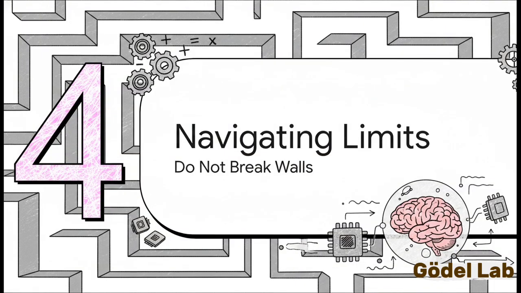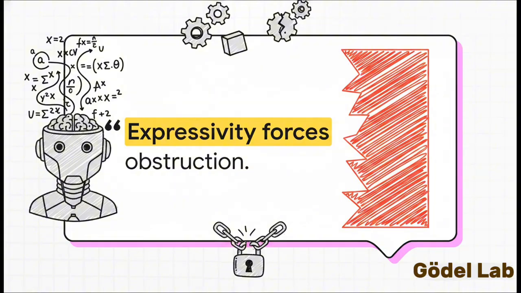Which brings us to Section 4, navigating these structural limits, because you do not break the walls. We simply cannot brute force our way through these theorems with just a billion more GPUs or a trillion more data points. We have to play by the rules of the universe. Expressivity forces obstruction. This is the grand unifying principle behind everything we've looked at today. The more capable and expressive an AI becomes, the more fundamental mathematical barriers it inevitably hits. It's not a bug in the code, folks. It is the deepest theorem we have about formal reasoning.